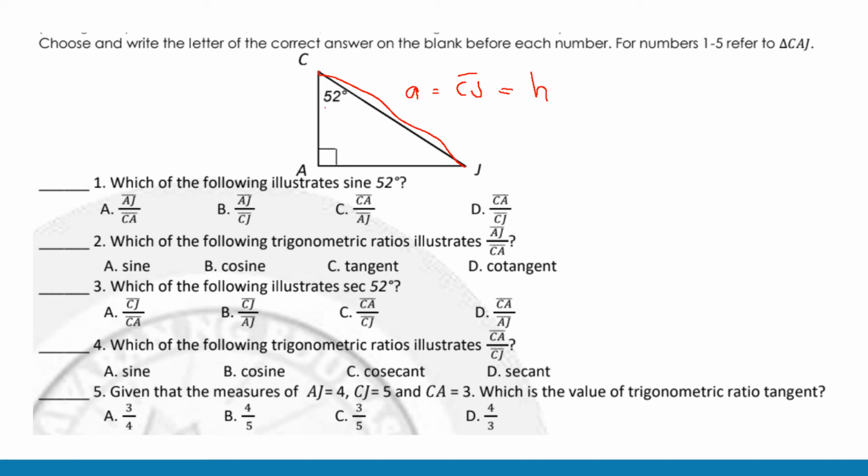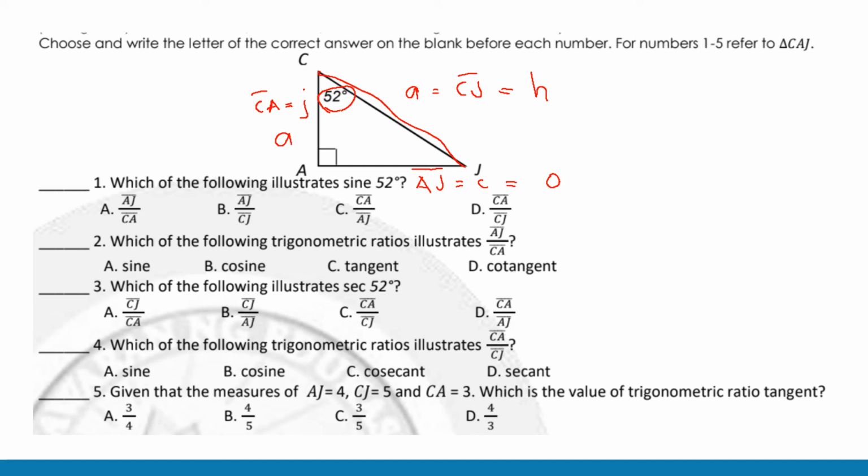Now, since you have this given angle, 52 degrees, so opposite this angle, ito, segment AJ, o yung sinasabi nating side C, this will be our opposite side. And syempre pa, referring to this angle, 52 degrees, segment CA here, o kaya ito yung tinatawag natin side J, di ba? Is our adjacent side when it comes to 52 degrees. Kung yun ang ating pagbabasehan.